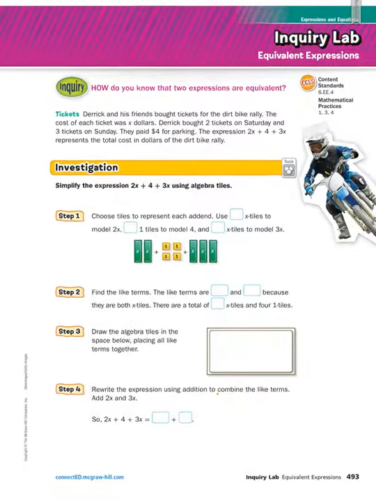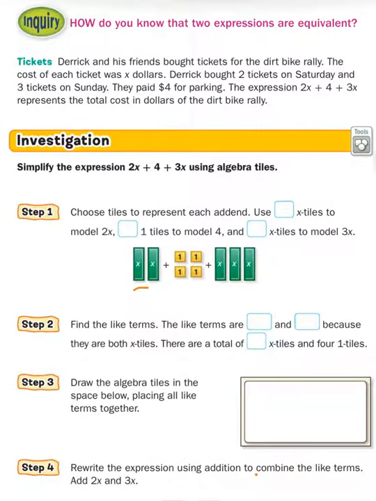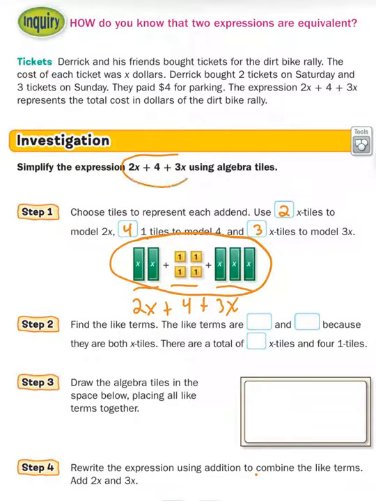So let me enlarge this a little bit. So here is a 2x, so we're going to use 2x tiles. Use blank 1 tiles to model 4, where we're going to use 4 1 tiles. These are my 4 1 tiles here. And blank x tiles to model 3x. So we're going to use 3x tiles to model 3x. So this expression right here models our expression. We have 2x plus 4 plus 3x. Remember, that's the expression we started with.